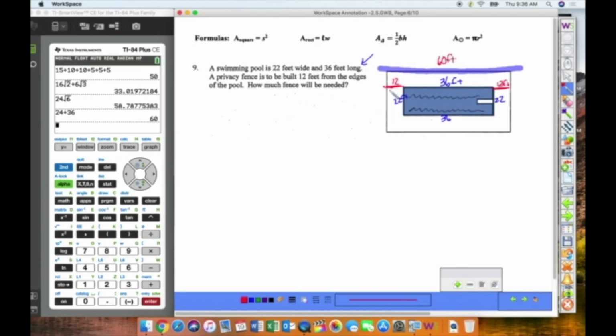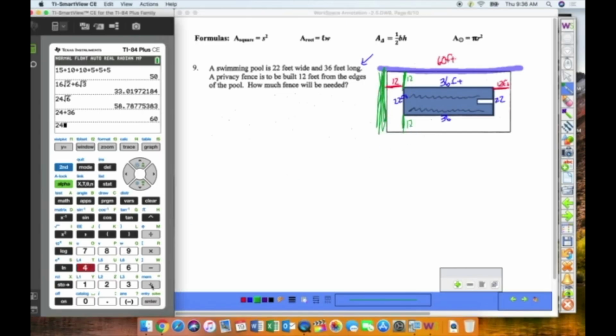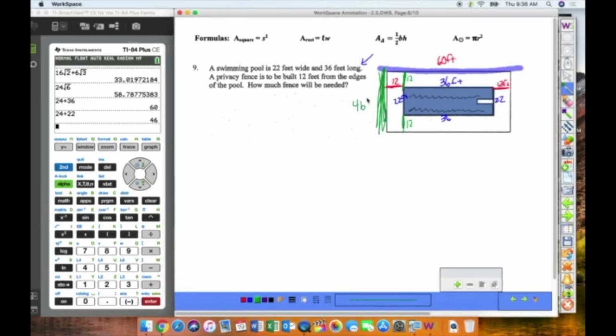Remember, we had to go 12 feet on both sides of the pool, and it's going to work very much the same way when we go this way. This is also 12 feet away from the pool, and this is also 12 feet away from the pool. So to find this entire distance right here, it's 12 plus 22 plus 12. So 24 plus 22 is 46 feet.